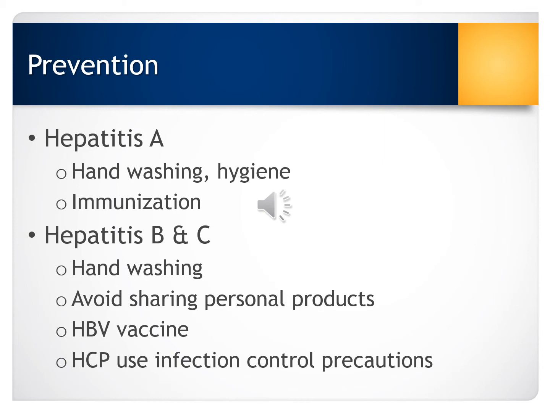It is important to teach our patients about prevention. Hepatitis A can be prevented through good hand washing and good hygiene, as well as immunization. Hepatitis B and C can be avoided through good hand washing, avoiding sharing personal products, hepatitis B vaccine, and use of infection control precautions can help avoid acquiring hepatitis C.